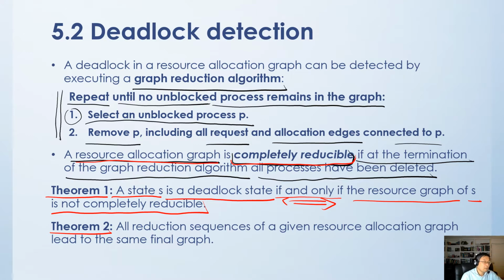This gives you an idea that it doesn't matter. Just apply the graph reduction algorithm. Whatever the order of deletion is, it's fine. Eventually, it's going to lead to the same final graph. So if you follow this sequence and lead to deadlock because not all the processes have been deleted, that means the original graph is in a deadlock state. It doesn't matter which order you delete. Now let's take a look at an example.